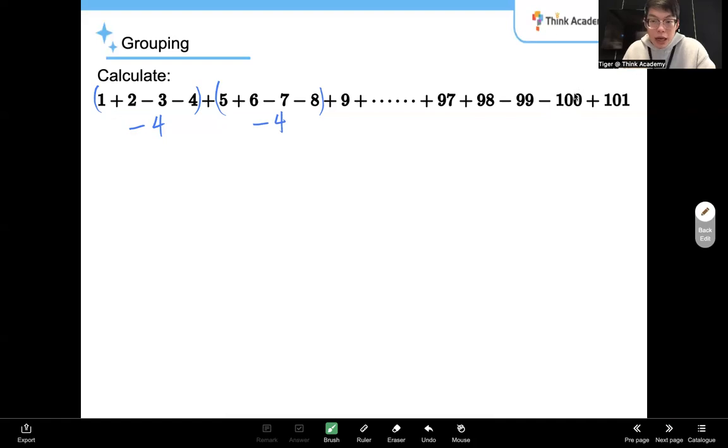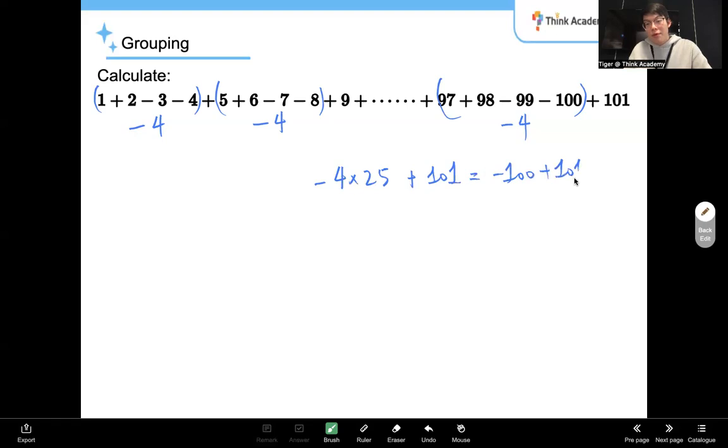We know that the last number in this sequence divisible by 4 is 100, which means that this is going to be the last group, which is also minus 4. And we know that there are 25 groups of 4 within 100. So it is minus 4 times 25, which is minus 100, adding 101. That is 1, right?